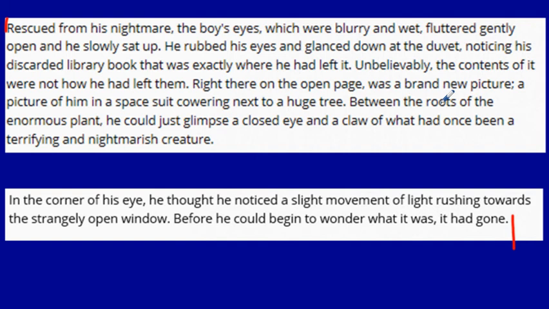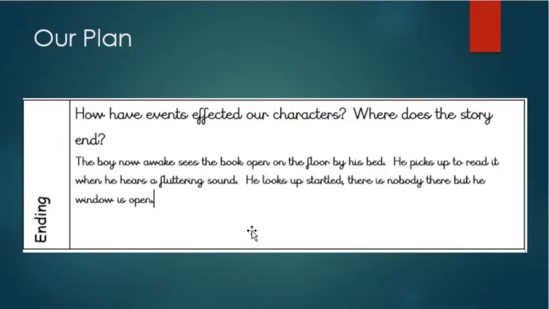They tell how the boy has woken up, how he realises that his library book is not on the page he had left it. What has happened while he's been asleep? And then he realises perhaps that the dream he's just experienced is now in the book. He doesn't have time, however, to find out who the Dreamgiver is. So here we realise how the events has affected our character. Well, he's obviously quite shocked. And where does the story end? Well, it ends in his bedroom, but the window's open and it is all very strange.